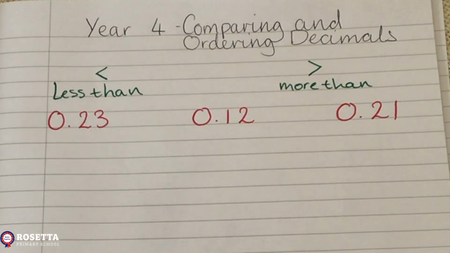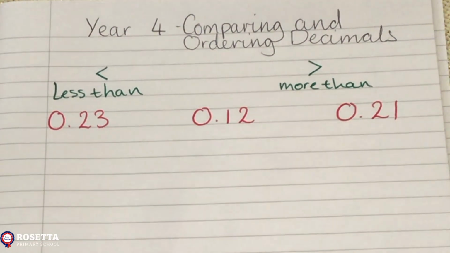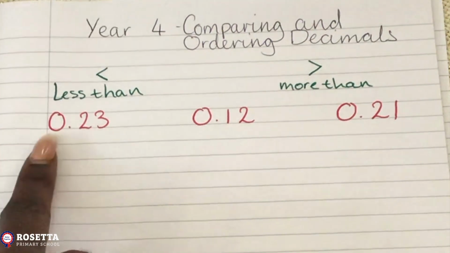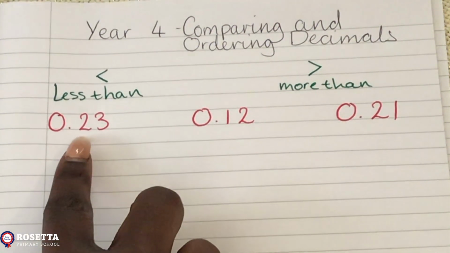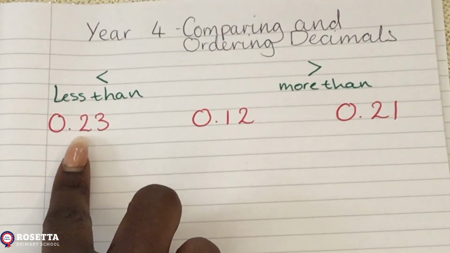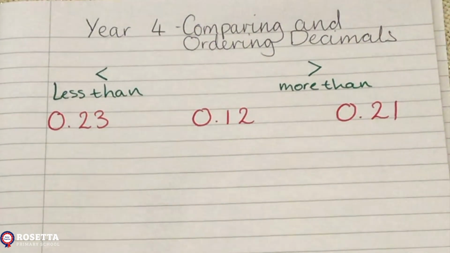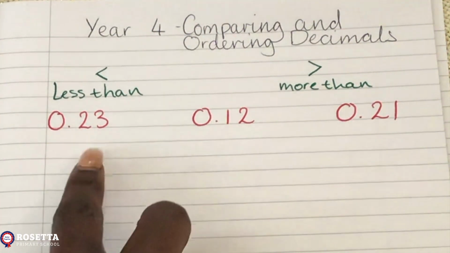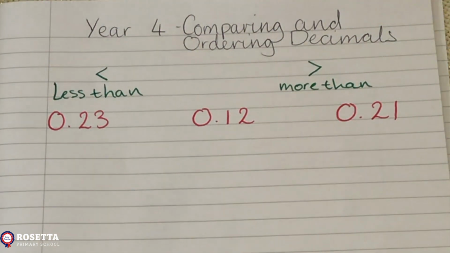When we're comparing decimals, we need to talk about the value of the digits within the number, okay? So as we can see, all of these numbers have no ones. In the ones column, we have a 0, a value of 0. We then look at the tenths column, and we have 2 tenths here, 1 tenth here, and 2 tenths here. And then finally, we look in the hundredths column. This number has 3 hundredths, 2 hundredths, and 1 hundredth. So then how does that help us in comparison and ordering?